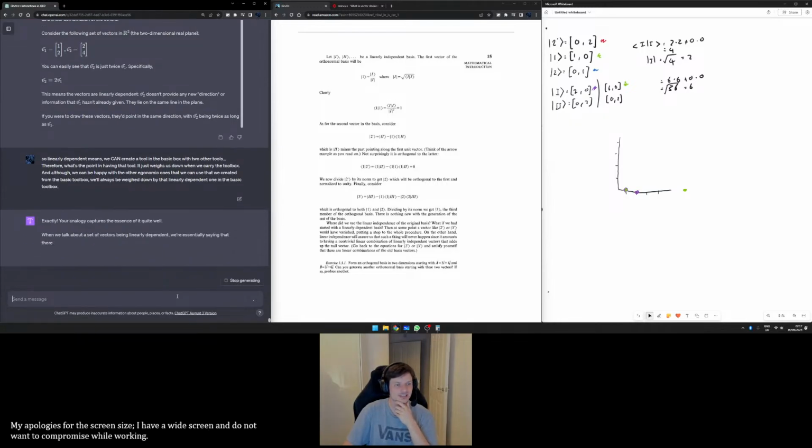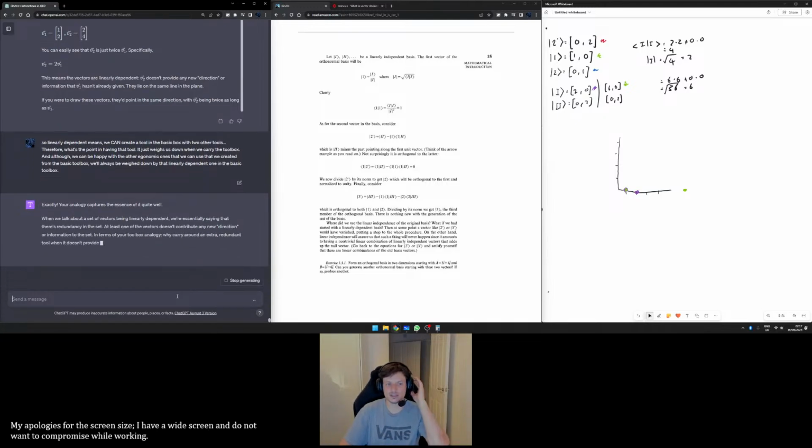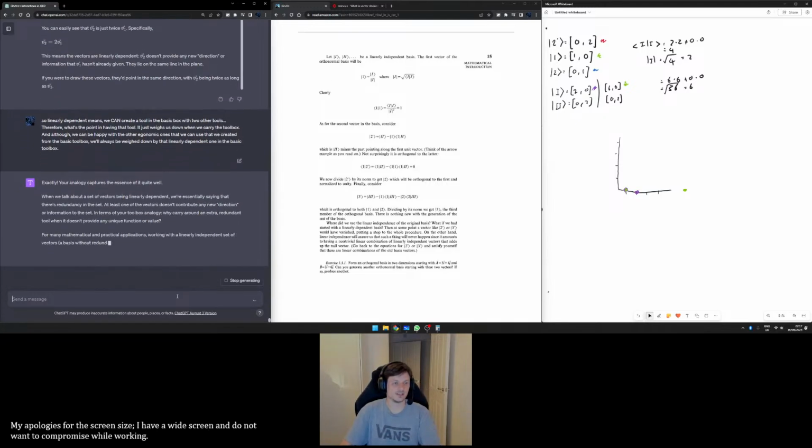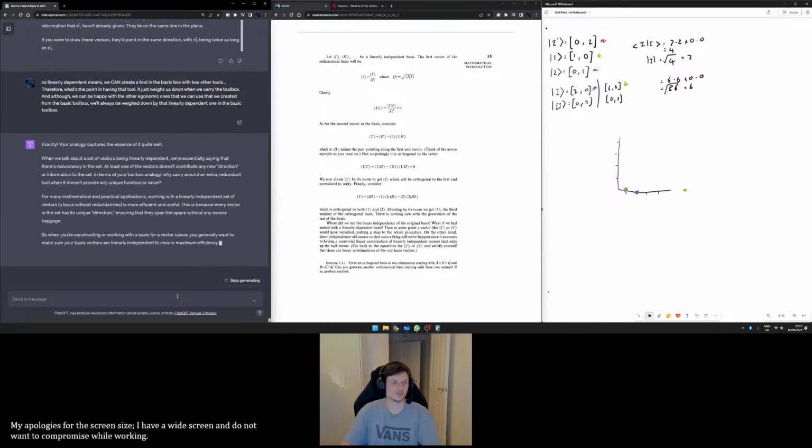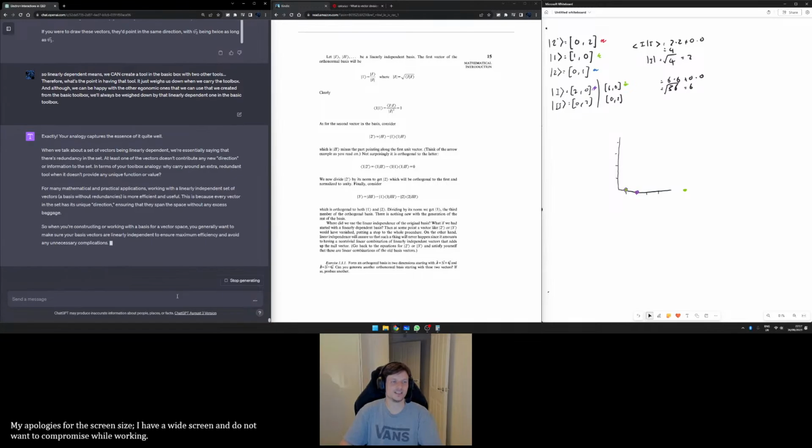Exactly. Your analogy captures the essence of it quite well. When we talk about a set of vectors being linearly dependent, we're essentially saying that there's redundancy in the set. At least one of the vectors doesn't contribute any new direction or information in the set. In terms of your toolbox scenario, why carry an extra redundant tool when it doesn't provide any unique function or value? For many mathematical and practical applications, working with a linearly independent set of vectors is more efficient and useful.